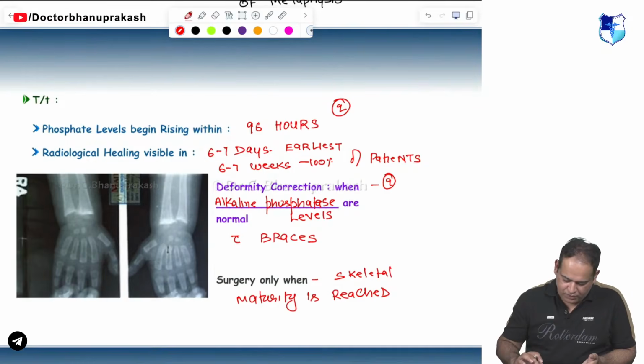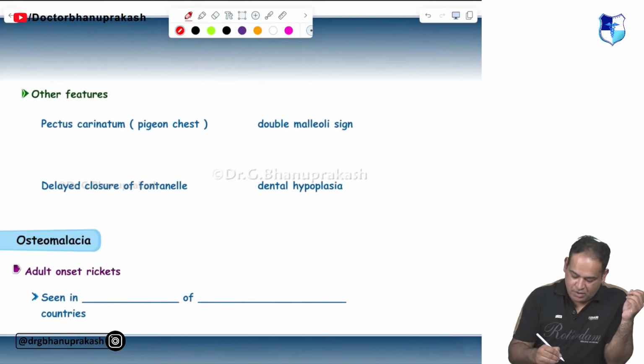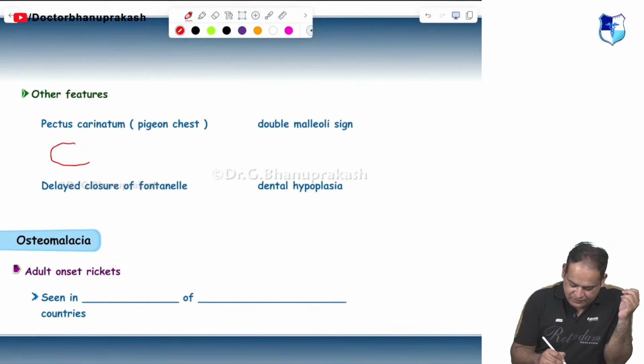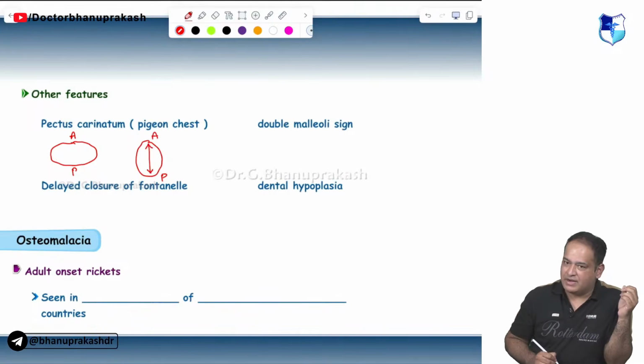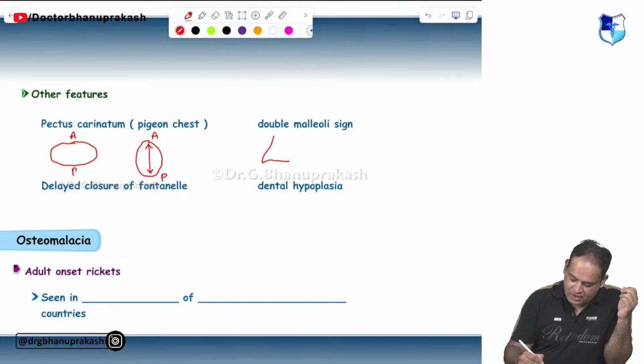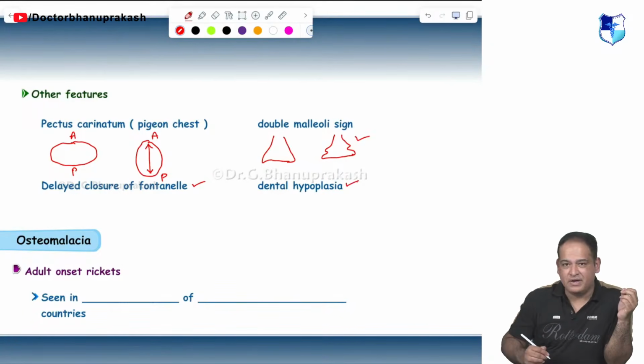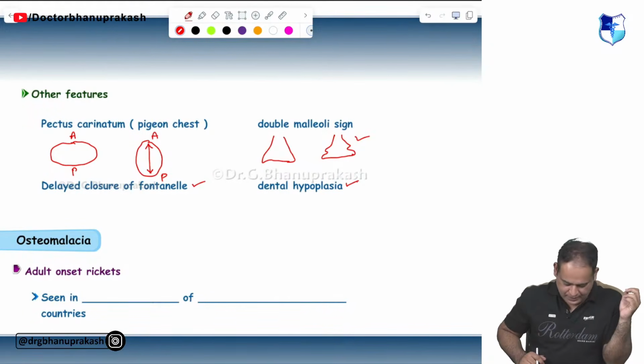Right? We'll move forward. Now, what are the other features? Pectus carinatum. Let's say if this is the normal chest AP diameter, pectus carinatum would be like this. So increased AP diameter. If the normal malleoli is like this, double malleoli would be like this. Double malleoli sign, delayed closure of fontanelle and dental hypoplasia, right?